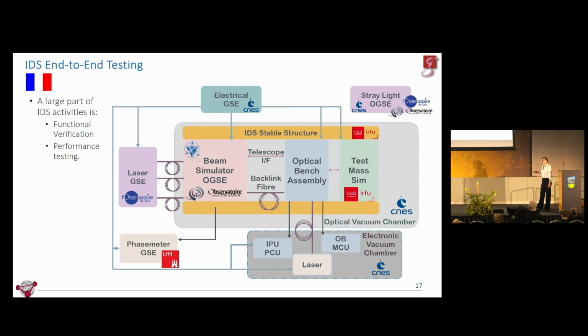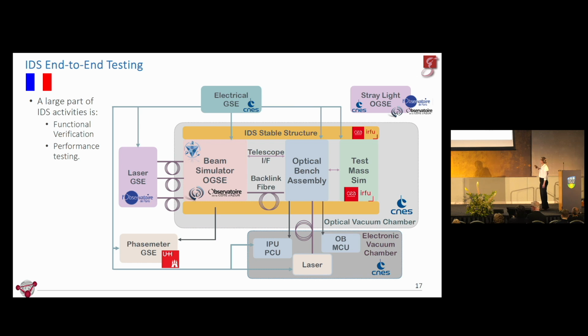So let me quickly walk you through this schematic. We have the units under test, which are the optical bench assembly, IPU, PCU, and OBMCU. Those are the IDS units. The optical bench assembly interfaces with the beam simulator. Beam simulators act as a far spacecraft as well as the adjacent bench on the same spacecraft. There was more about this in Maxim's talk on Wednesday, I believe, so please check out the notes from his talk if you're interested.